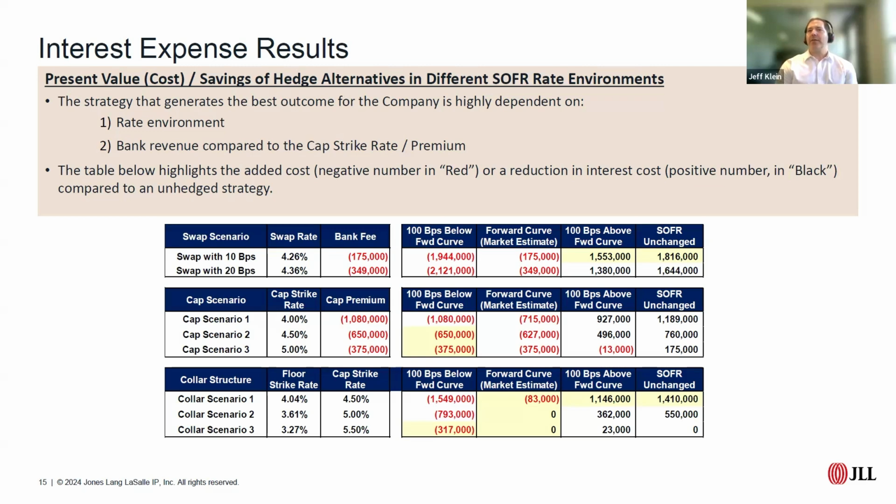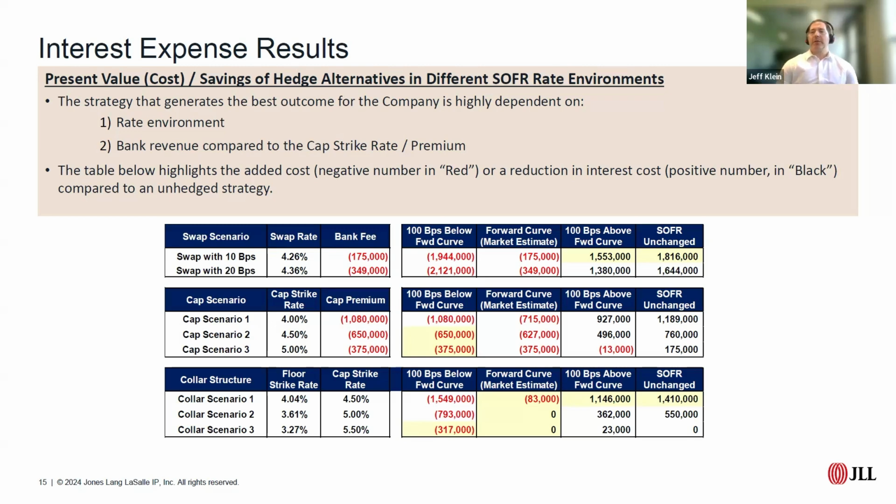So notice how in the very top row, where these are interest rate swaps that we're looking at, you have yellow in the label where it says 100 bips above the forward curve or SOFR unchanged. So if you actually knew that the forward curve was too low, or that SOFR was going to remain unchanged, an interest rate swap would actually perform better for you from a cash flow point of view than the other 2 scenarios. If you knew that the forward curve was actually going to play out, then the outperformance occurs down with the collar scenarios.